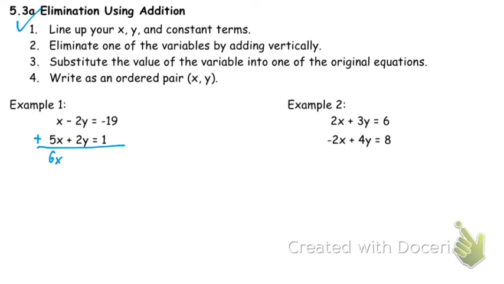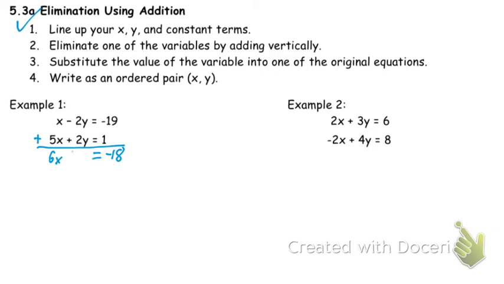What is negative 2y plus 2y? It's 0. Do I have to put 0 for things? No, I'm going to put it for now just so you can see what's happening. Equals negative 19 plus 1, which is negative 18. Like I said, we don't need that 0. I have it there to show for a second that we got rid of the y's. We eliminated the y's, hence the word elimination.